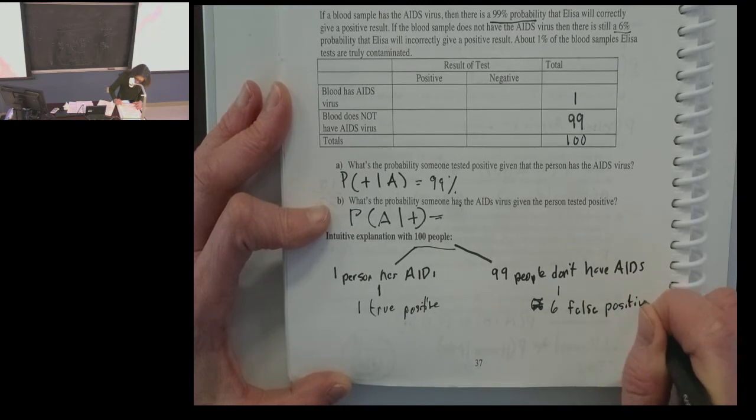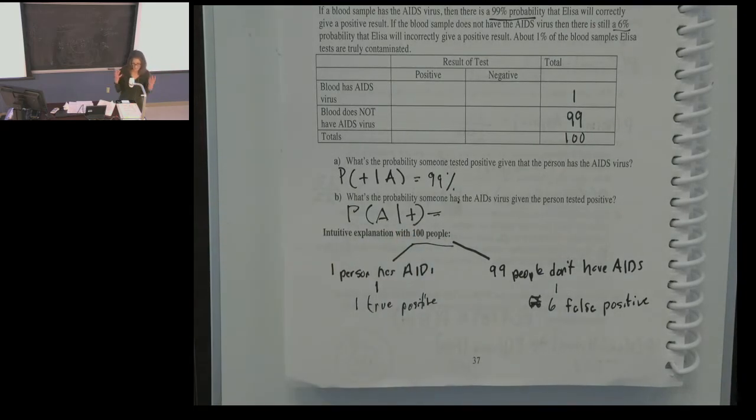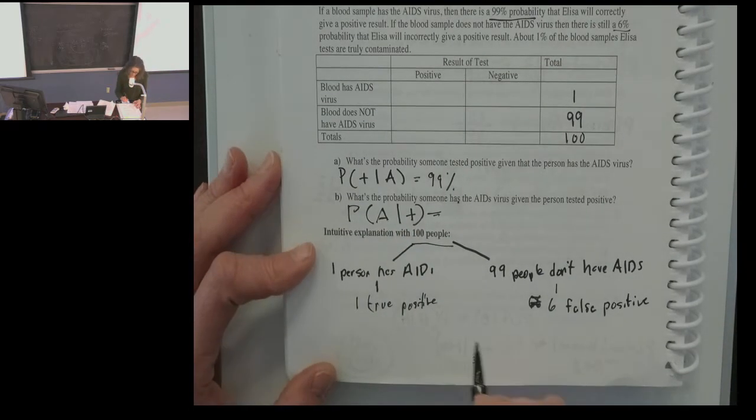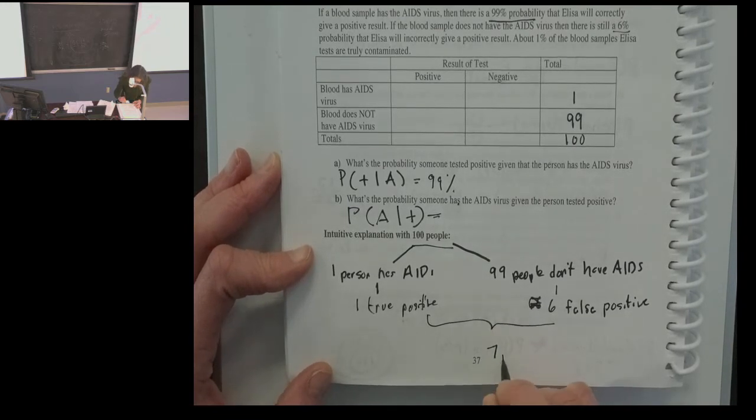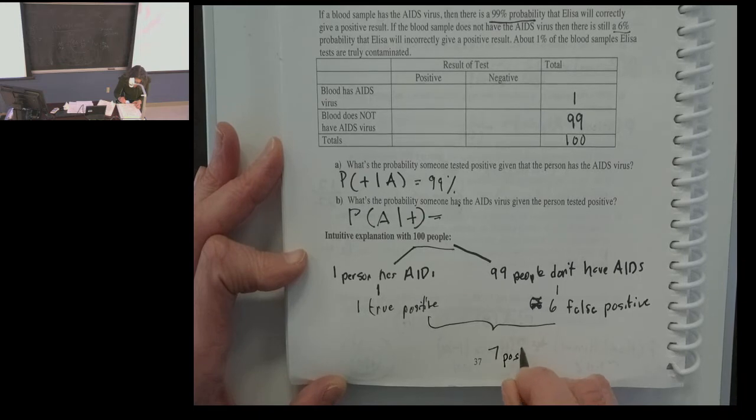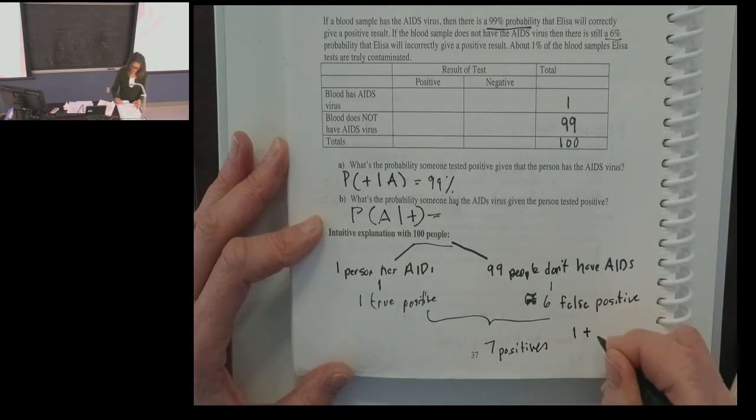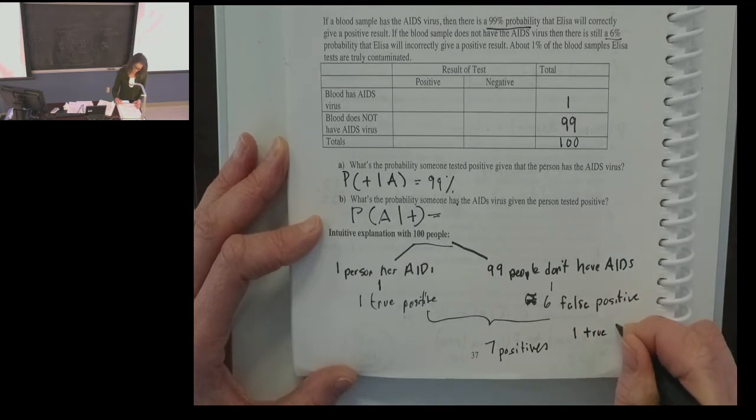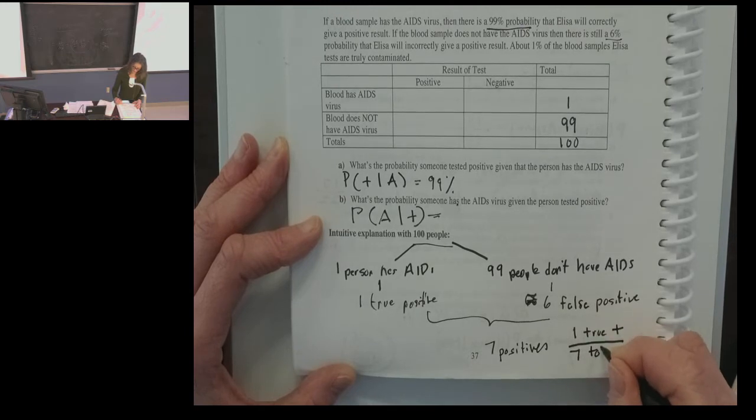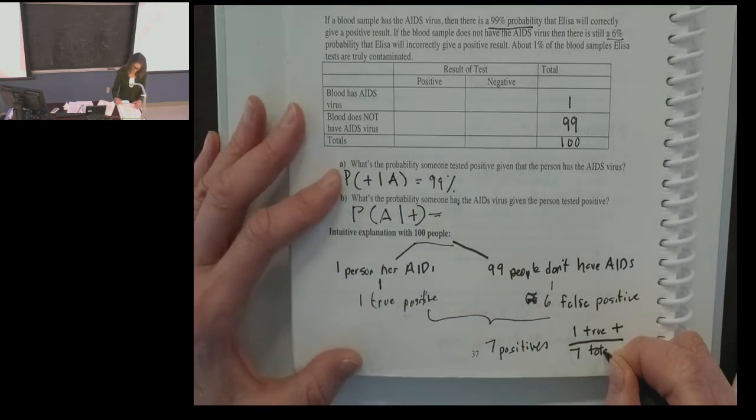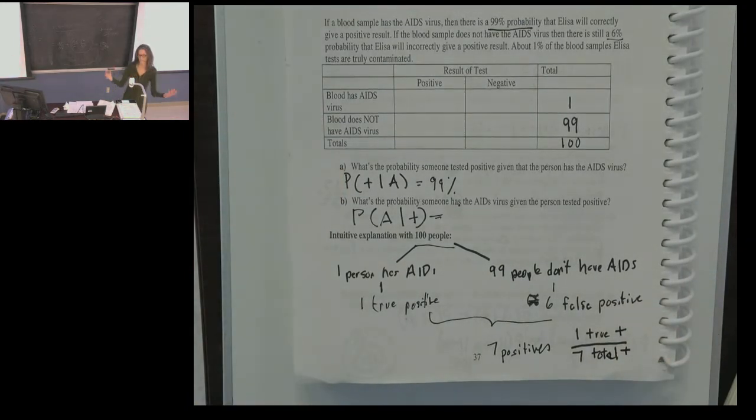Now, I have the probability of positives. It's 7 out of 100, so I'll put that in the denominator. Altogether, there are 7 positives. And I'm just asking, what's the chance that I really have it? So there's 1 true positive over 7 total. 1 and 6, 7 total positives. So that's the idea, and that's how you should think about it.